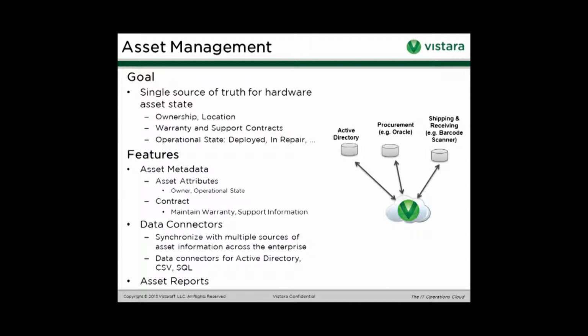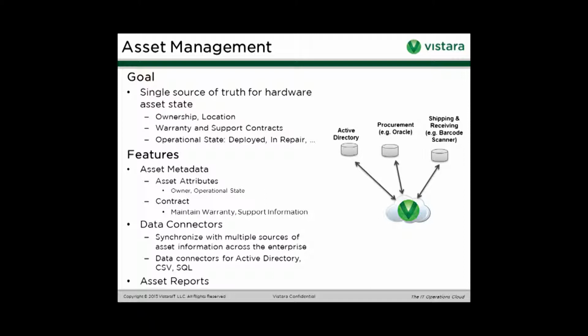So it has a model of asset metadata. There are attributes for each asset, such as owner and operational state, and contract metadata, such as your warranty and your support information. It also has data connectors, so you can automatically synchronize this information with multiple sources of asset information. For example, if you have some of your asset information in Active Directory, we have a data connector for Active Directory, and you can dynamically link to Active Directory. You can also import files via comma-separated files.